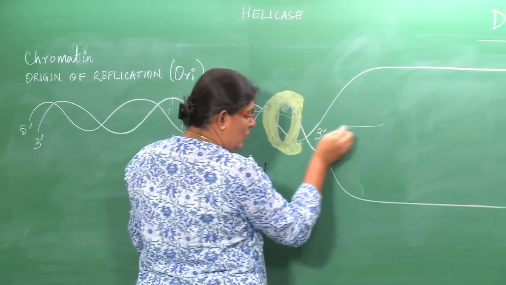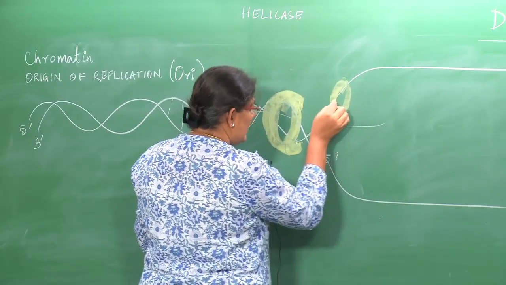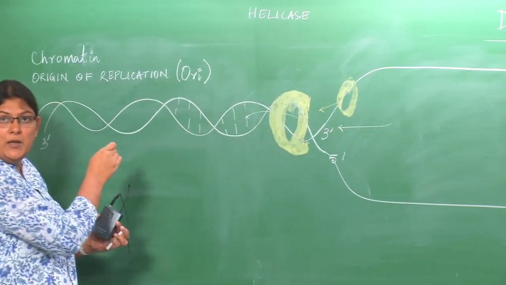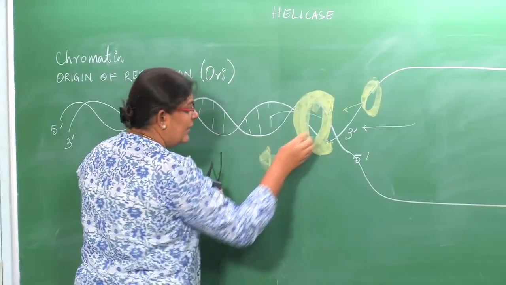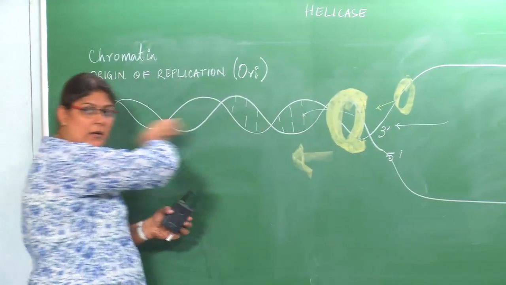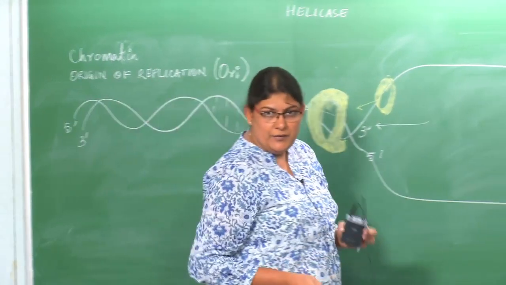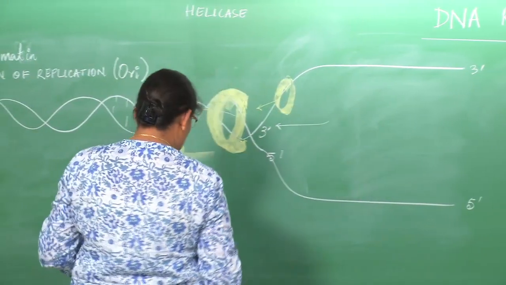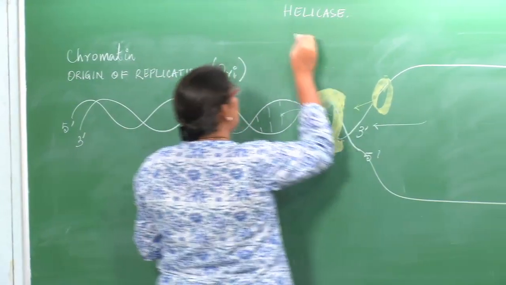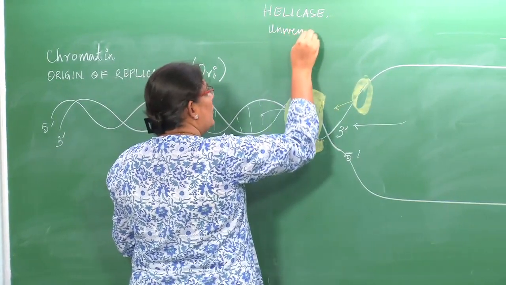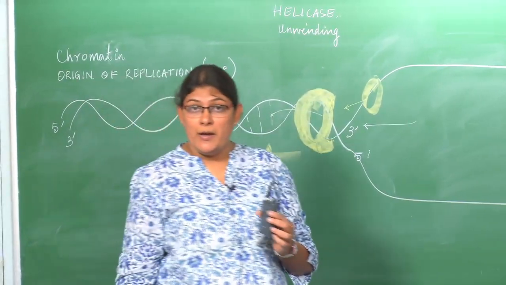So, it starts moving inwards. It would have first bound here, right, starts moving inwards and breaking the hydrogen bonds, and as it moves in this direction, it keeps unwinding, keeps unzipping. It is like the clamp on the zipper which is just unzipping the two strands held together through hydrogen bonds. So, the helicase is the first enzyme which comes in and causes the unwinding of the two DNA strands.